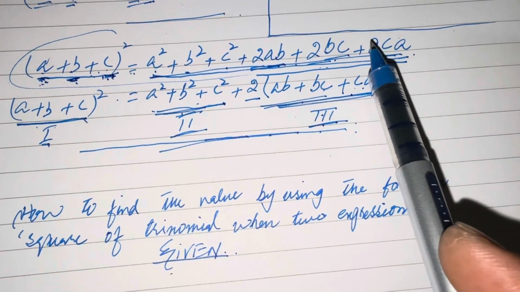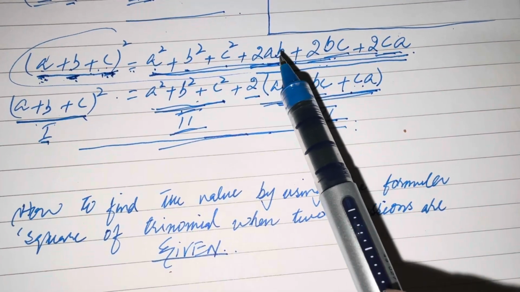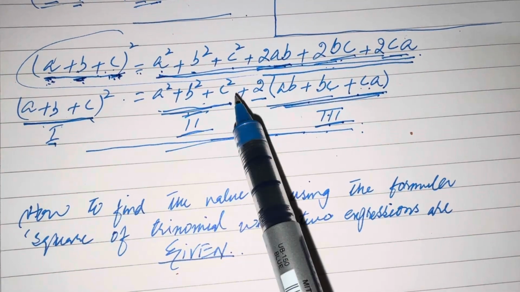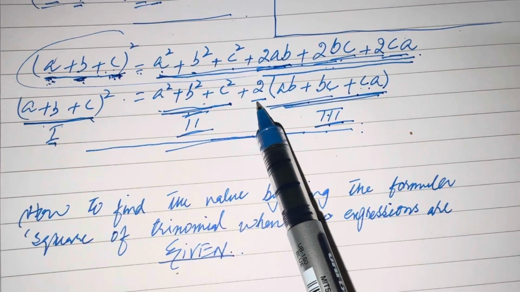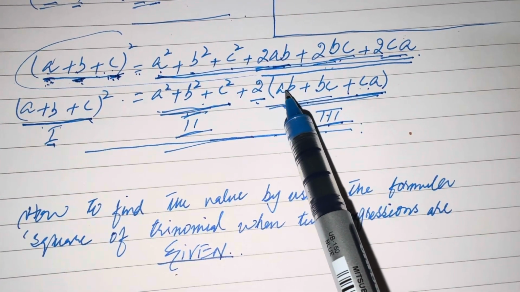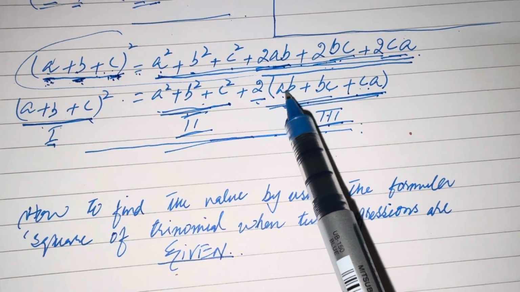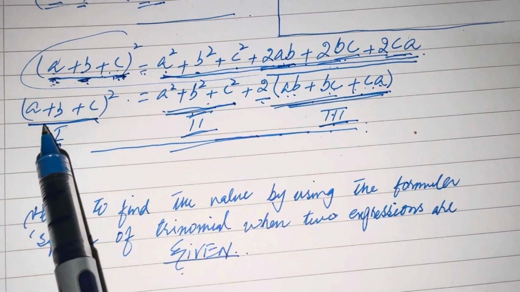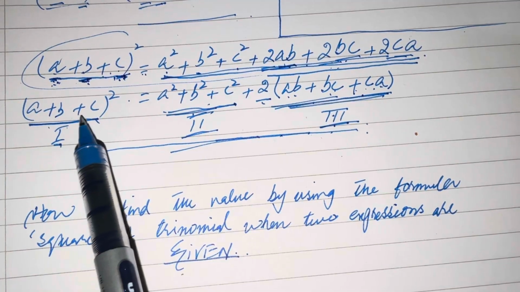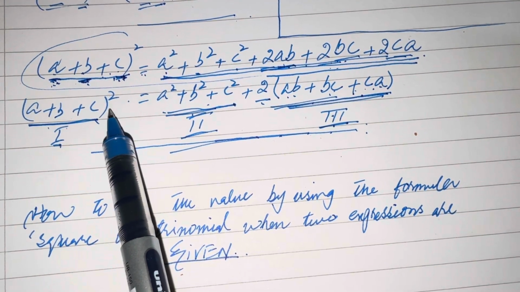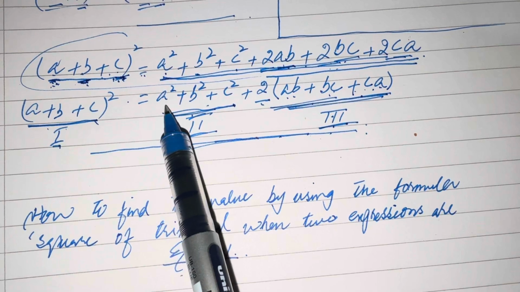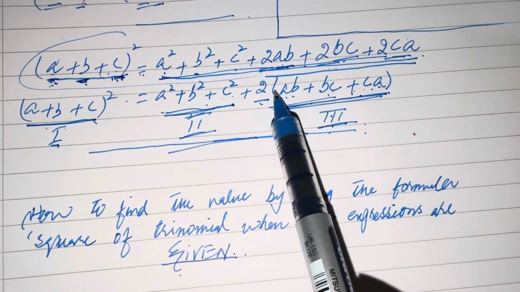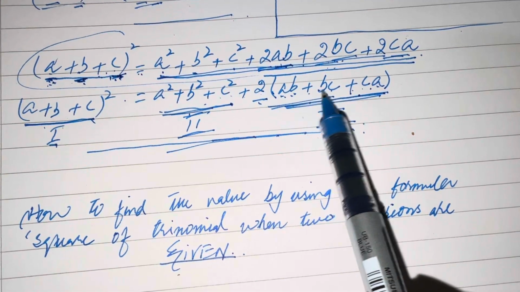Then after we did a little bit more simplification, we have taken the 2 common and the remaining expression is AB plus BC plus CA. So we can write down the expression of the trinomial when we take a square of that. It can be written like a square plus b square plus c square plus 2 into AB plus BC plus CA.